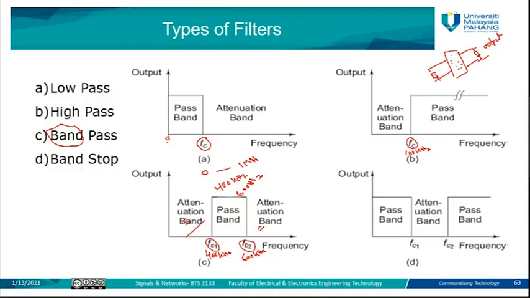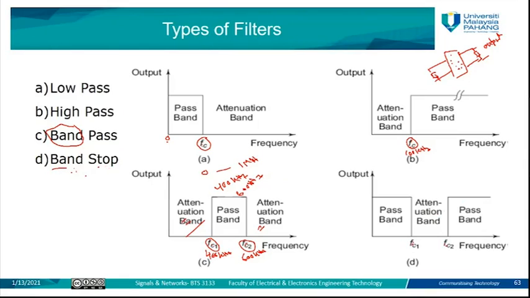The last type is the band stop filter. The band stop filter also has a band definition, with a minimum value and a maximum value, but between these two values we do not have any allowed frequency. So we call it the attenuation band. Band stop means band attenuate. The attenuation band here has two frequencies.